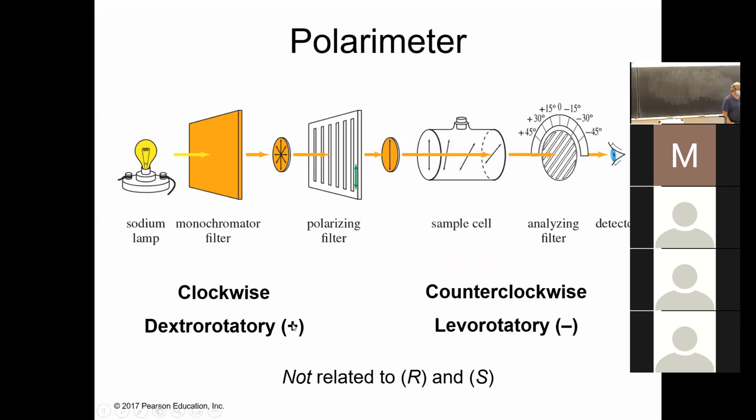Okay, this is an important point. There's no simple relationship between plus and minus and R and S. Okay, if we observe that a particular compound has a clockwise rotation of light, we can't predict whether it's R or S. If we know that it's R and we measure the rotation to be clockwise, then we can predict that the S would be minus. Okay, but there's no simple relation. We're talking about two different things.